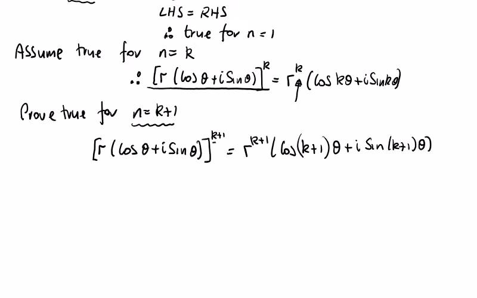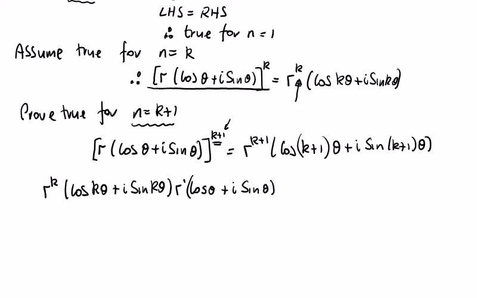So anything to the power of k plus 1, we can separate the power, so this becomes r to the power of k by the cos of k theta plus i times the sine of k theta. That's the k part, that's r to the power of k. We'd have to multiply that by the 1 part, so r to the power of 1 by just the cos of theta plus i times the sine of theta.